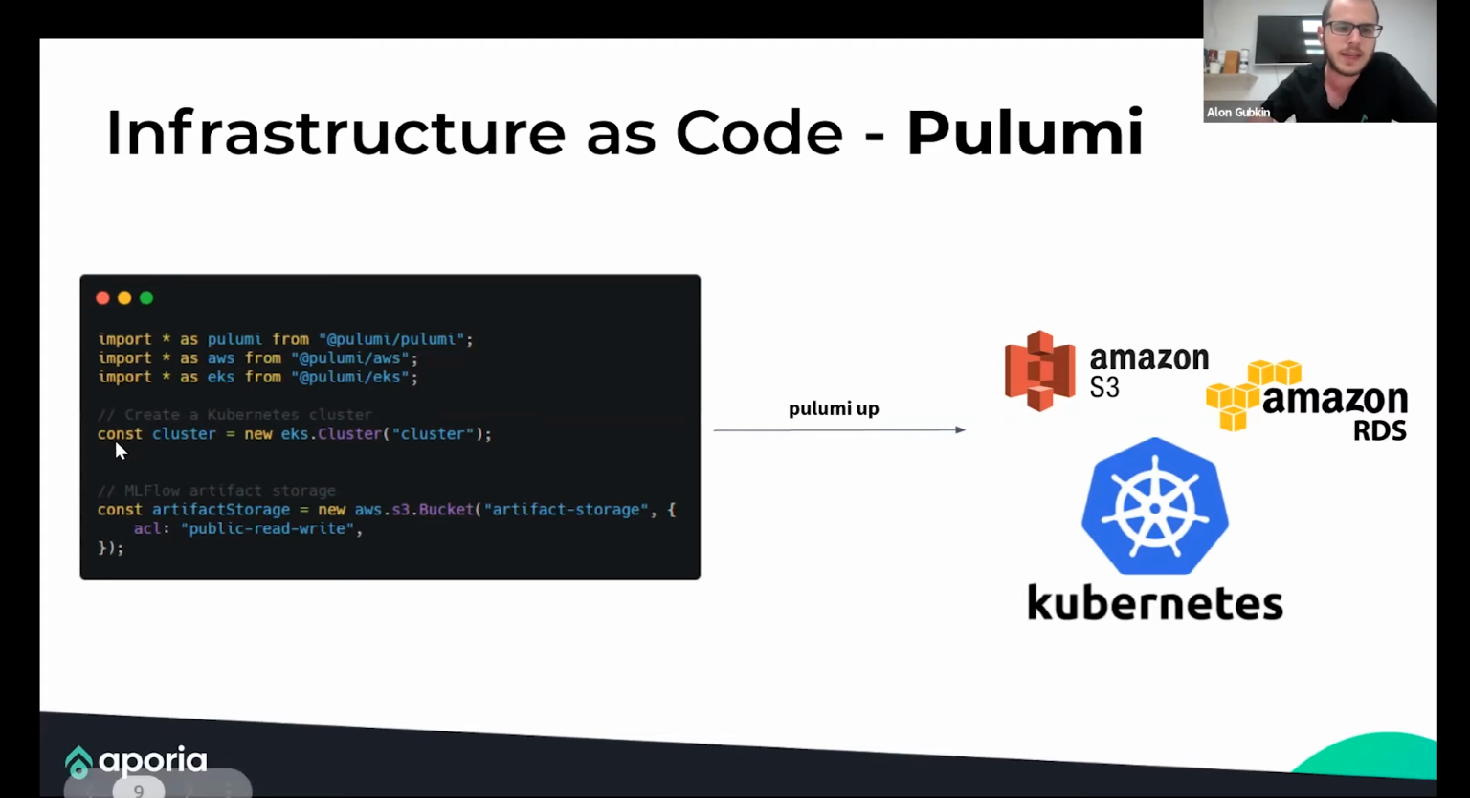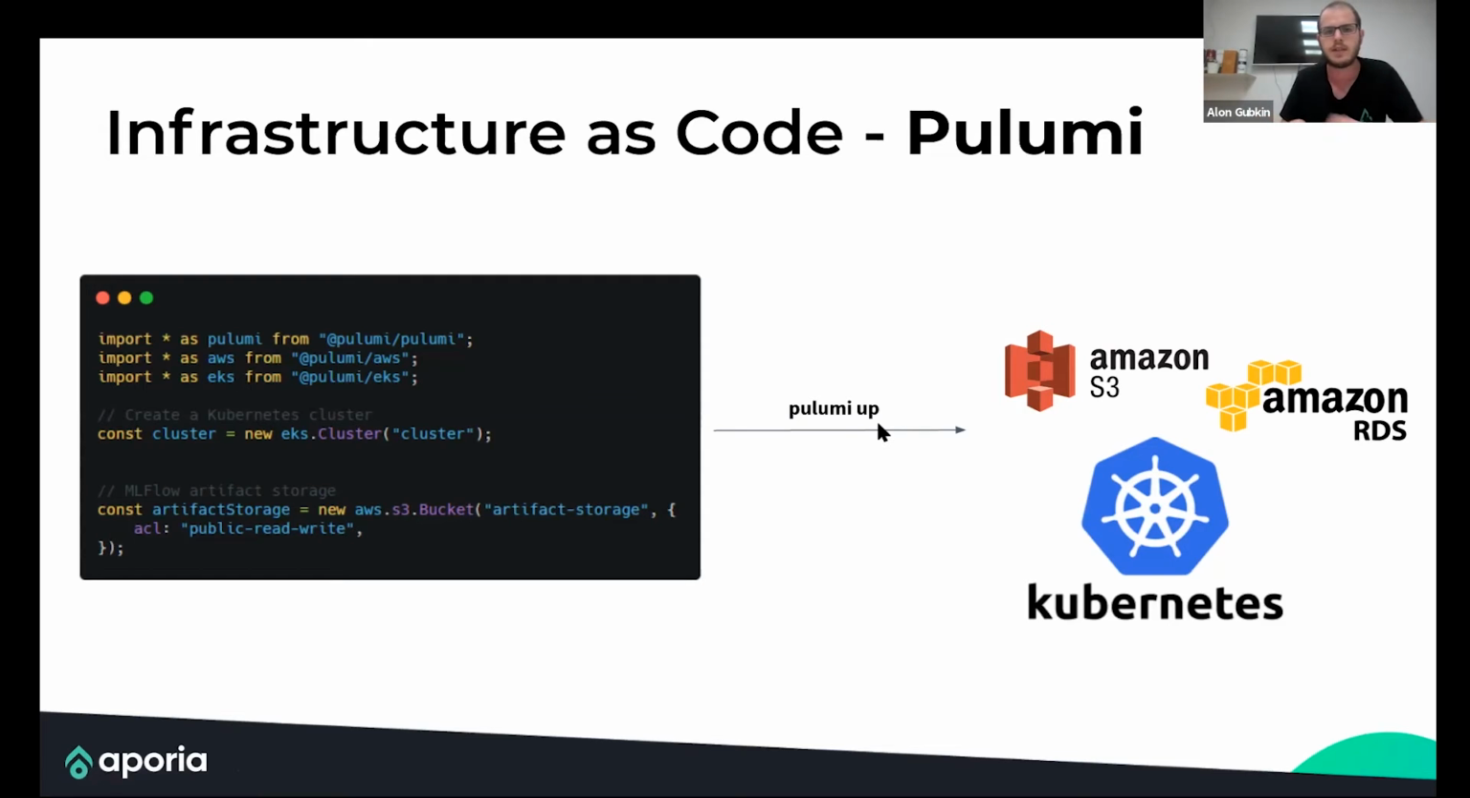In this case, this is TypeScript code, typed JavaScript. In one line, we basically define a Kubernetes cluster on top of EKS, the managed Kubernetes in AWS. And we define an S3 bucket. So in the code, we define resources. Now, it's not actually running this code by itself. I can run this code using the Pulumi app.